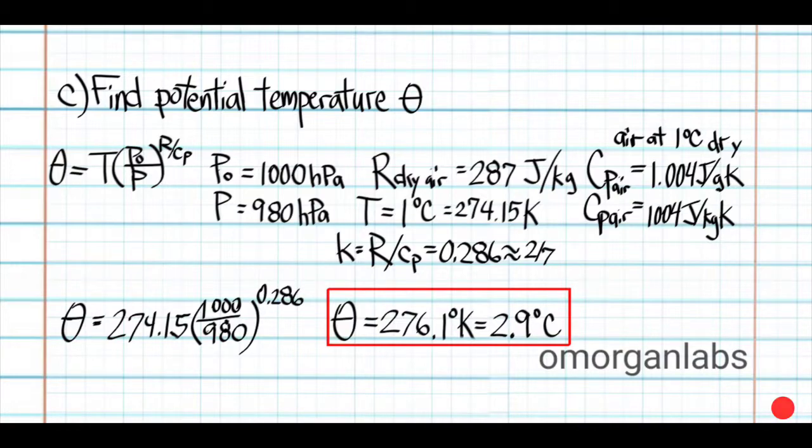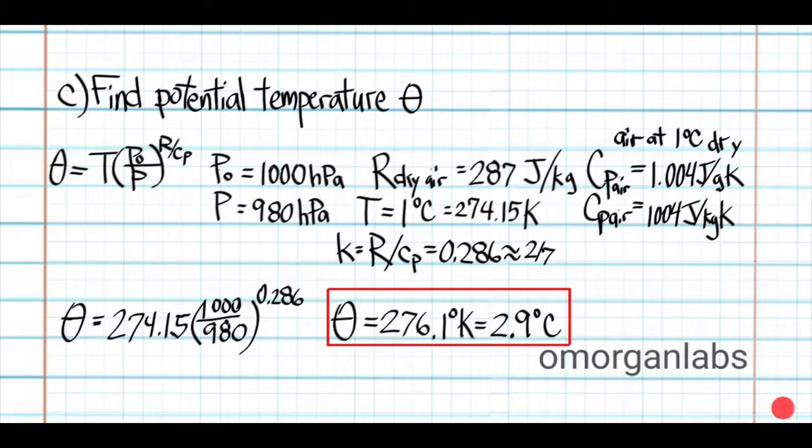All right, so our P is 980 hectopascals. Our temperature is 1 degree. For this equation, you have to convert your temperature to absolute. So absolute is Kelvin in the metric system. So we have 274.15 is our temperature. So we go over here, plug everything in, we get 276.1 degrees K, which is 2.9 degrees C. And that's our potential temperature.